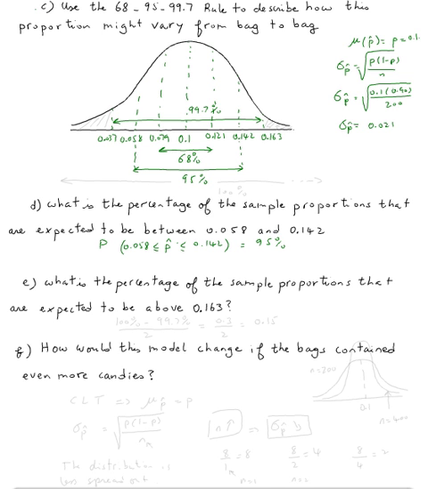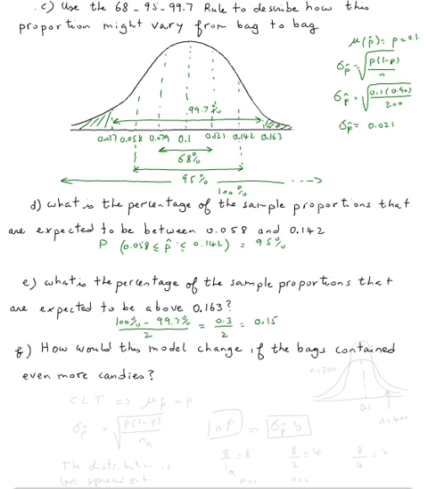Now, what is the percentage of the sample proportions that are expected to be above 0.63? So we're looking for this area. So, of course, we need to do 100% minus everything. This is what we mean with 100% minus 99.7%. So we'll get both this one and that one. So 100% minus 99.7%, but then I have to divide it by 2 to get only the right side, which is 0.3/2, which is 0.15.